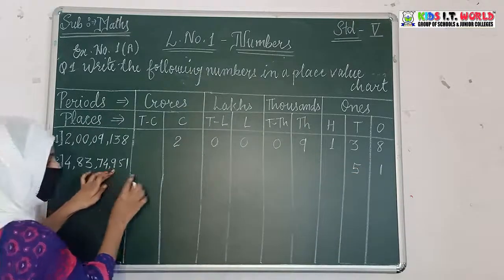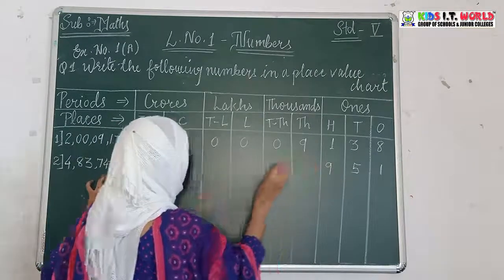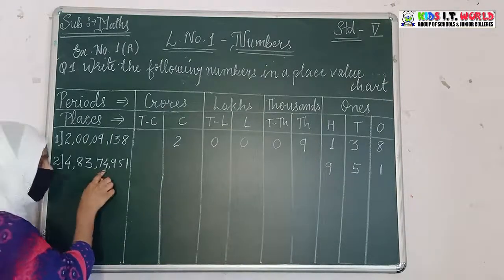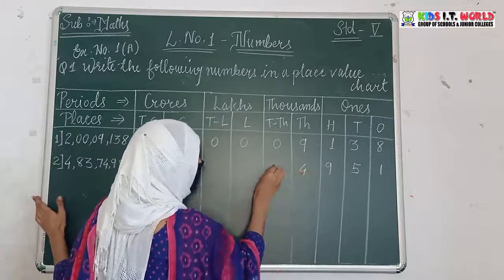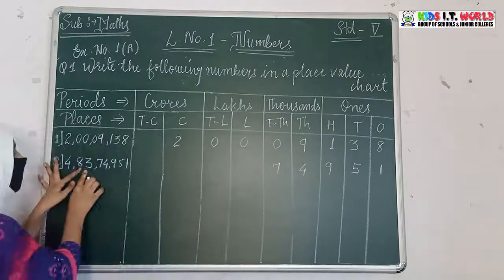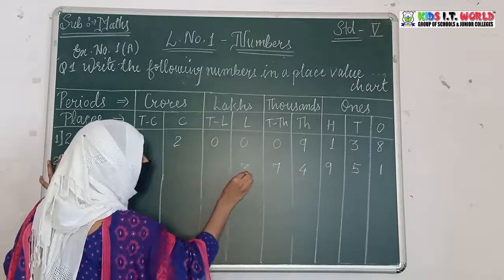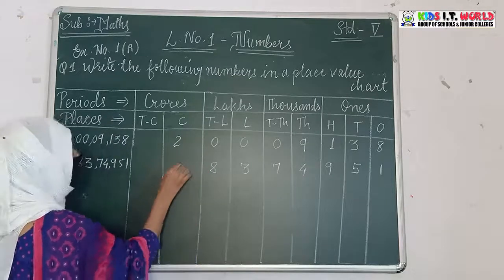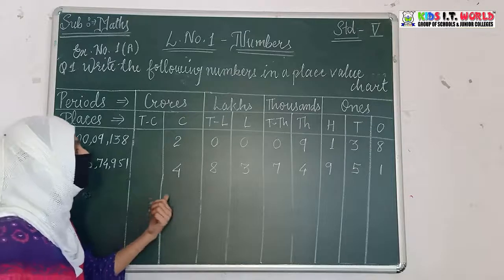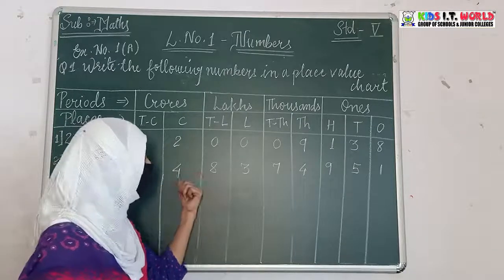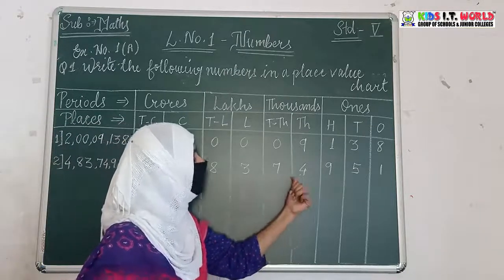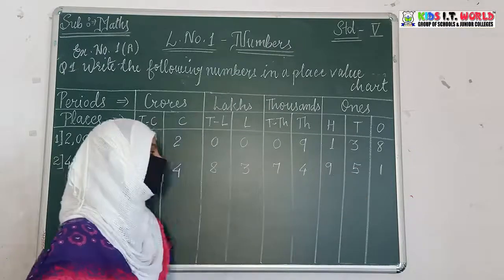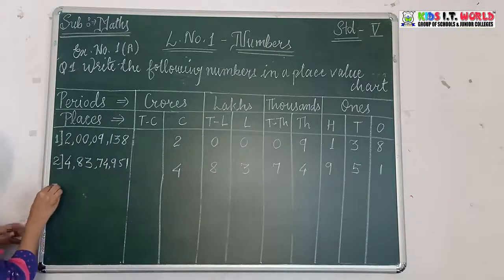On the hundreds it is 9. On the thousands it is 4. On the 10,000 it is 7. On the lakh it is 3. On the 10 lakh it is 8. And on the crore it is 4. Now you can easily read it: 4 crore, 83 lakh, 74,951. Let us take another example.